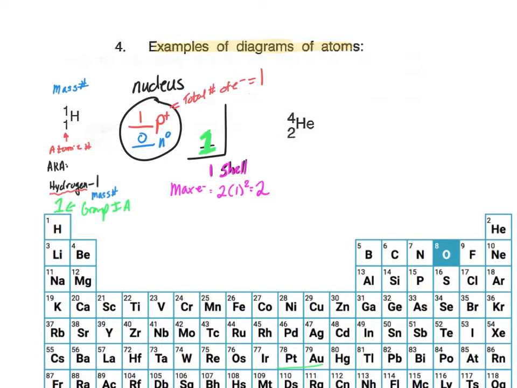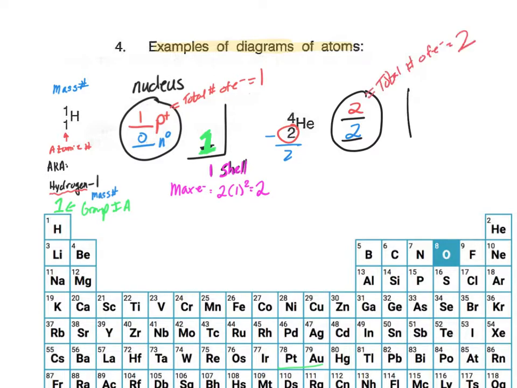Now you try helium. Go ahead and stop the video for a moment. Okay, let's start by drawing our diagram, placing the protons and the neutrons in the nucleus. Number of protons is going to be 2 because the atomic number is 2. The number of neutrons is also going to be 2 because 4, which is protons and neutrons, minus 2 is 2. For helium, we see that there are 2 electrons. There is only 1 shell, and it has 2 valence electrons.